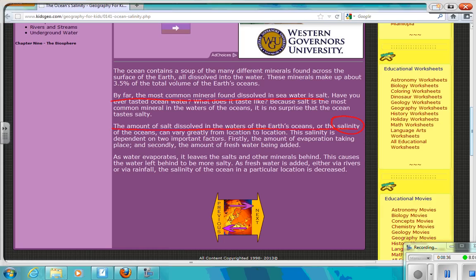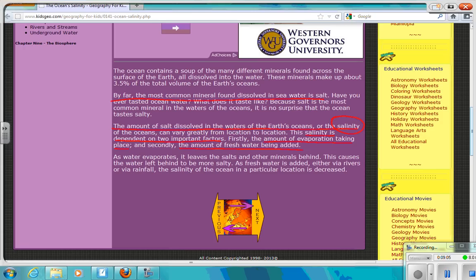Two very important factors determine how much salinity an ocean may have. The first is how much evaporation is taking place. The second is how much fresh water is being added. So if water is being evaporated, the salt is being left behind. As water evaporates, it leaves salts and other minerals behind. This causes the water left behind to be more salty.